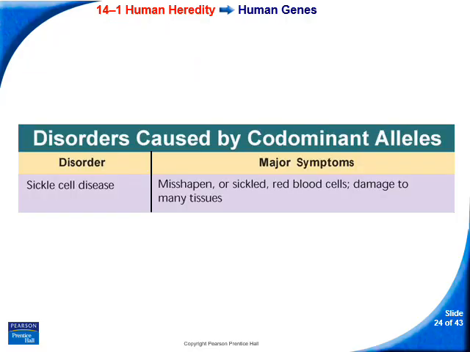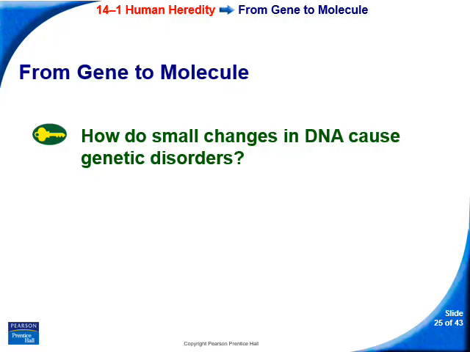The disorder's major symptom affects the red blood cells. It will cause sickle shaped red blood cells, and it can cause damage to many tissues because of the inability of the blood to carry oxygen due to the sickle shaped red blood cells. So, how do small changes in the DNA cause a genetic disorder?